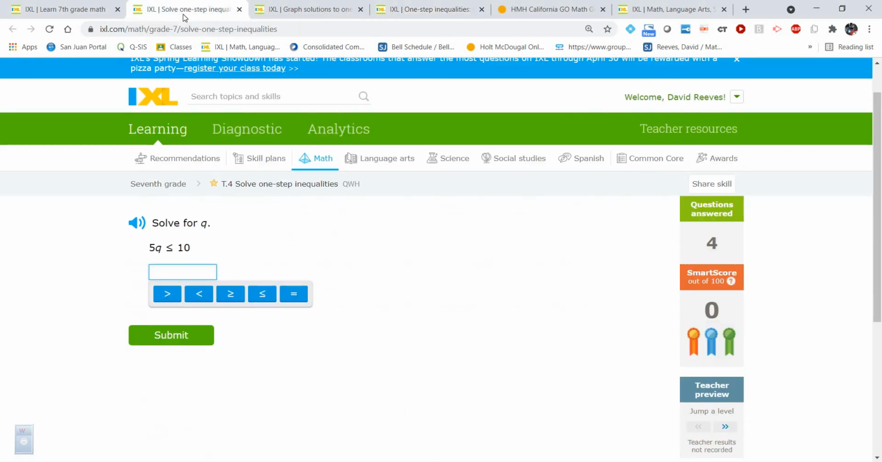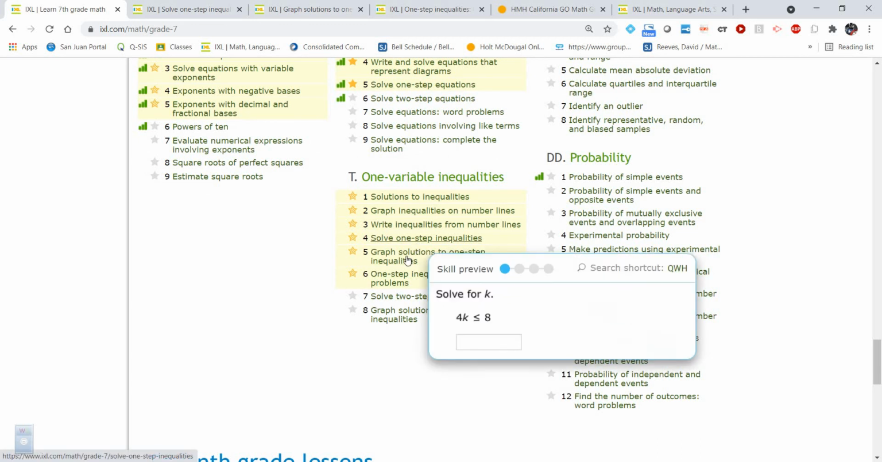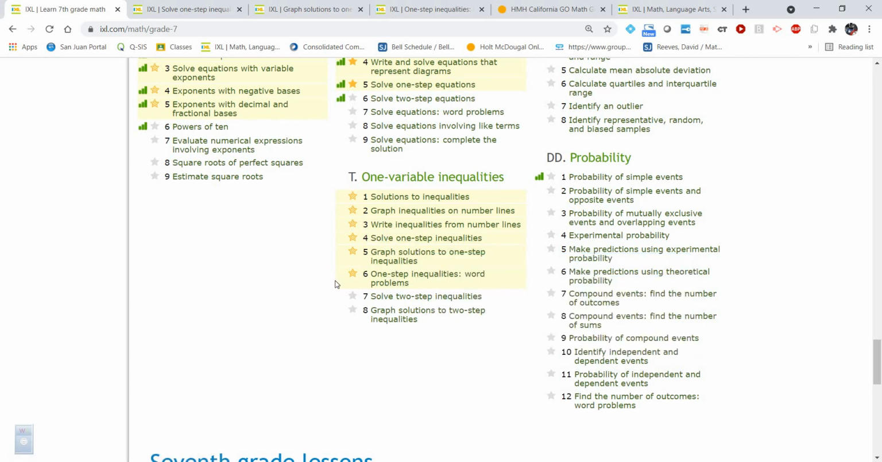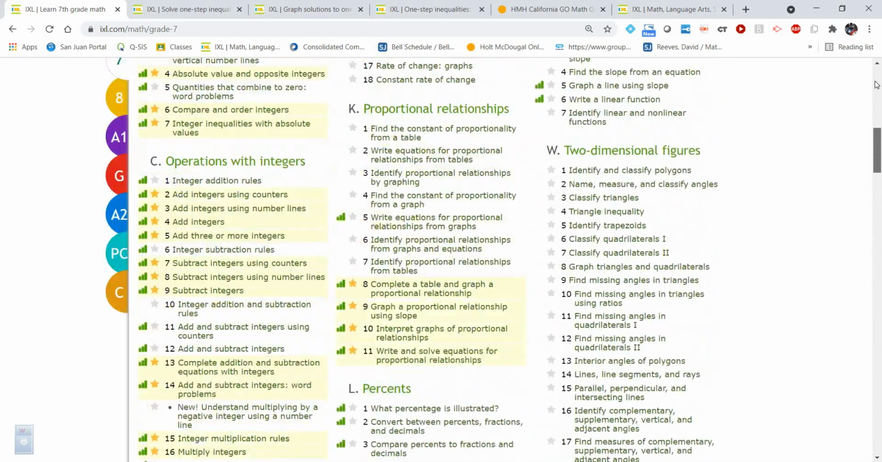All right, so there are the skills that we've gone over. These ones right here, solving one-step inequalities, graphing, and word problems. I have to say we did not come across any where we multiplied or divided by a negative, but I do want to remind you, when solving an inequality, if you multiply or divide by a negative, you must reverse the inequality sign.